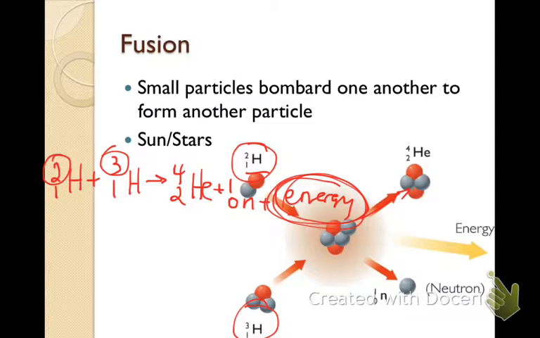Again, fission occurs here on Earth in nuclear power plants. Fusion occurs in all of our stars. We're trying to do fusion power right now. You'll see scientists, news articles popping up all the time. The problem with us trying to do fusion reactions is that it does take a lot of energy.